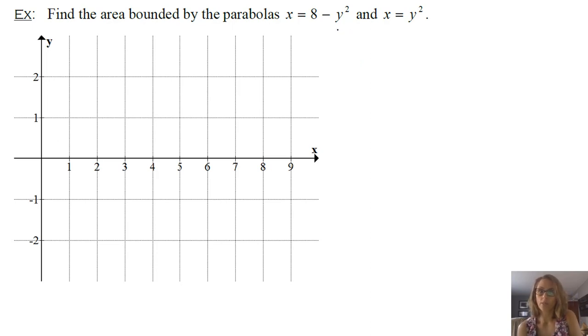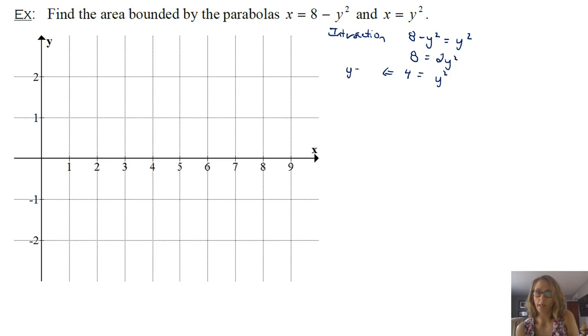So we do need to find the intersection points, and so I'm going to take the two x's and set them equal to each other. That's going to give me 8 equals 2y squared. I get y squared equals 4, and so that of course is going to give me y equaling plus or minus 2. So we do get two y values there. So that's, you know, up here and down here. But we need to know what x values.